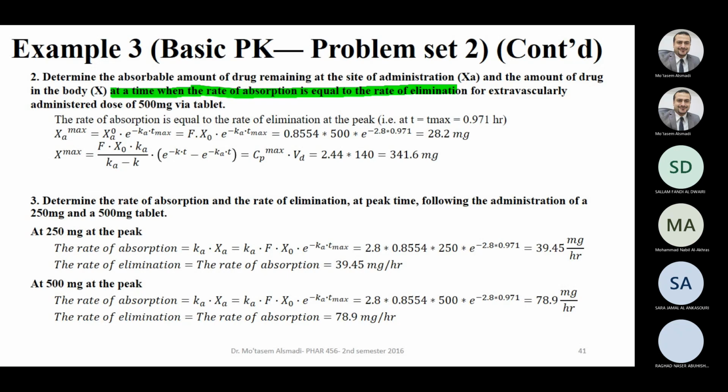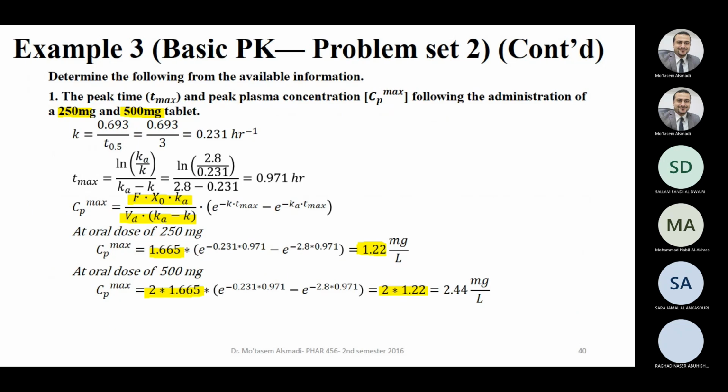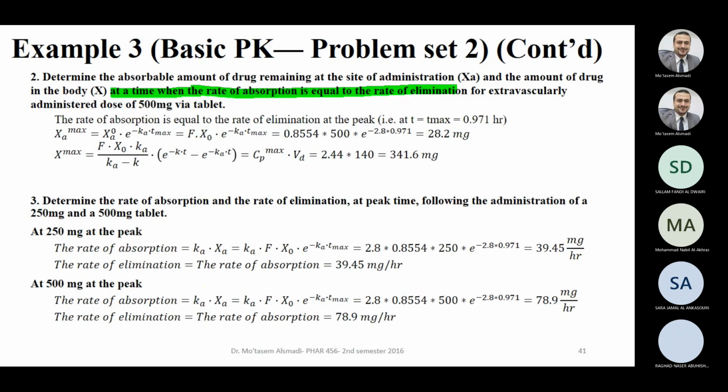Again, we replace the T by T max. And the other way to do it, we know what CP max is at those doses. If you multiply the CP max by VD, you'll get the X max at the same dose. So that's what we did. We multiplied the CP max by VD, 140 liters. We got a value of X max of 341.6 milligrams. Okay? Any questions for now?